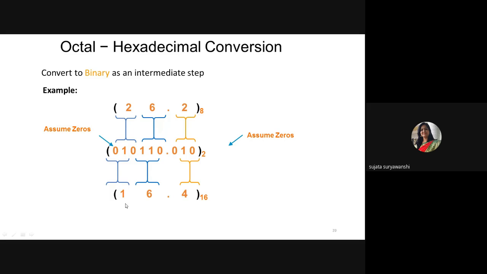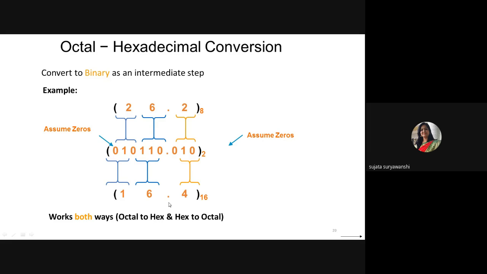So 16.4 is the equivalent hex number of the given octal number 16.2. Understood? In this way, you can convert any octal number into a hex number. Simply remember, you first convert it into binary, and then from binary you write down the hex number. So we can follow the reverse procedure here, that is from octal to hex and hex to octal.